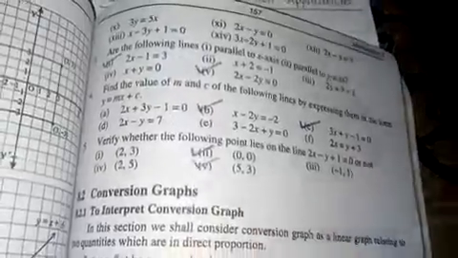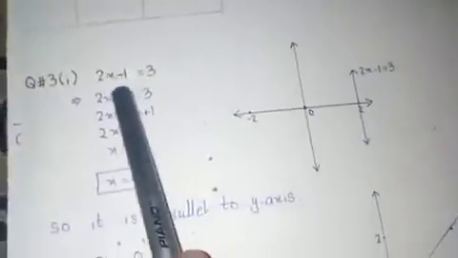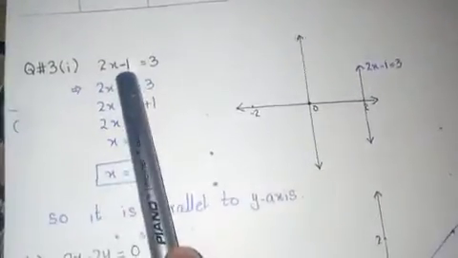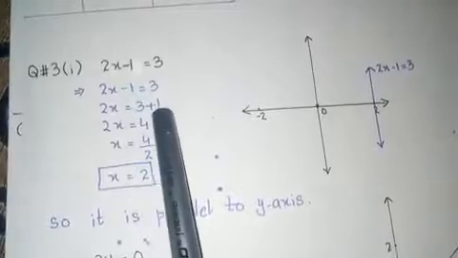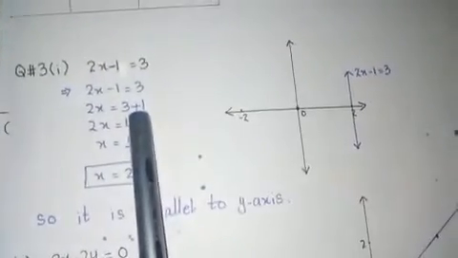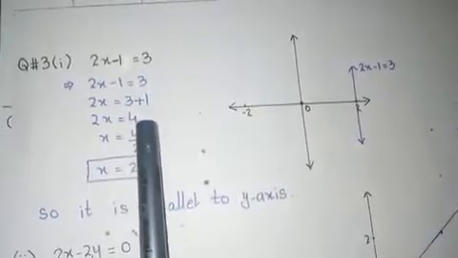The first part is 2x minus 1 is equals to 3. Here we have question 2x minus 1 is equals to 3. So first of all, it is the constant term. I have moved this constant term to the other side. Here it is negative. After changing its side, it becomes positive. 3 plus 1 is equals to 4.